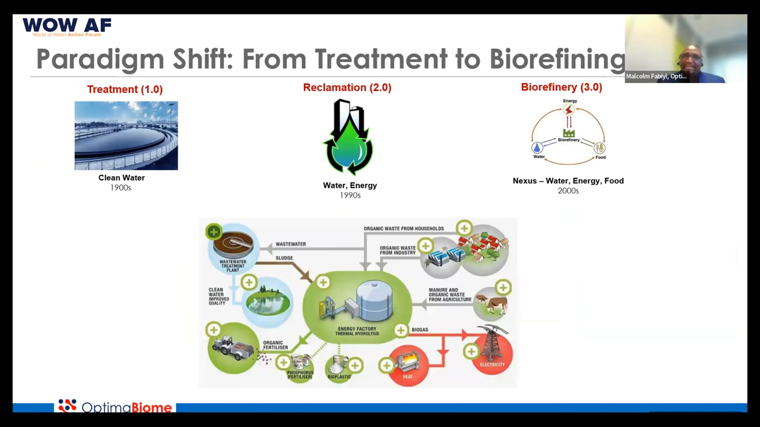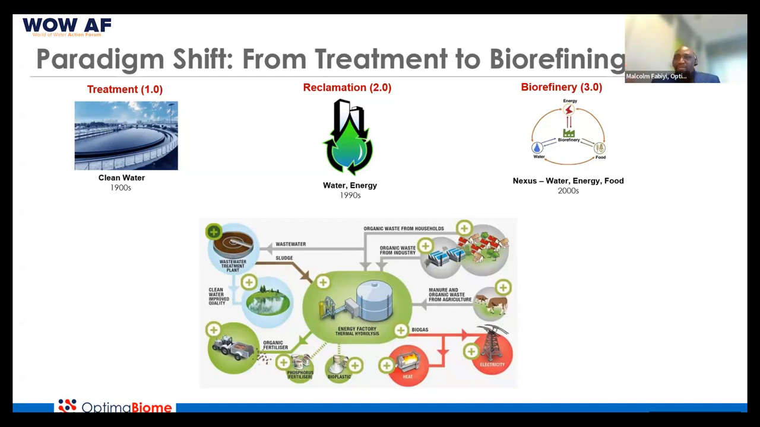I argue that our wastewater treatment plants should be biorefineries, right? We started with treatment. The goal initially was just let's clean the water. And then there was this move in the 1990s to the early 2000s that was focused around, we know there's a water energy nexus. We know that somewhere between 2 to 4% of all the energy used in a municipality is for just pumping water.